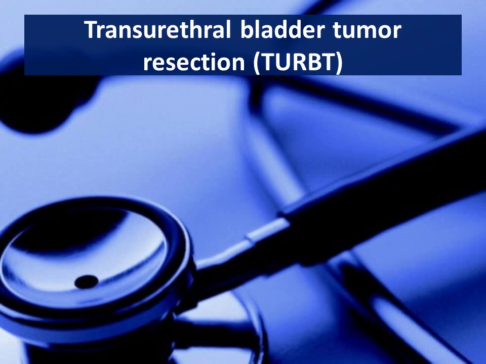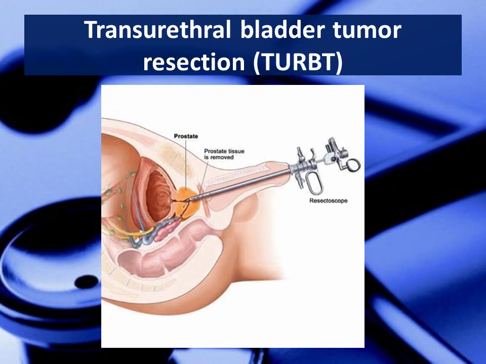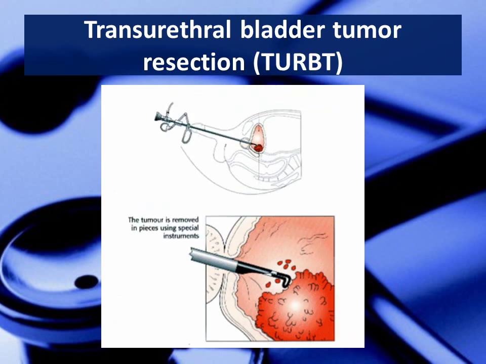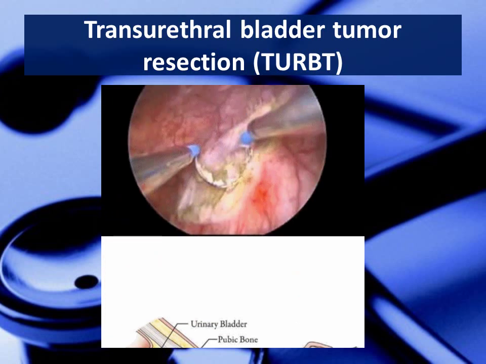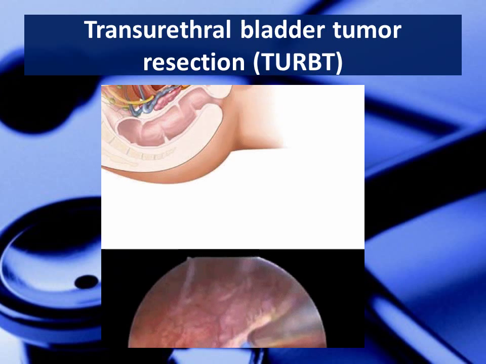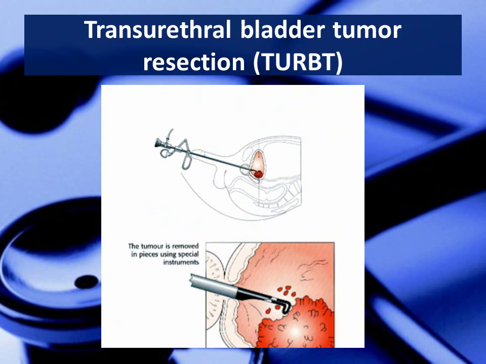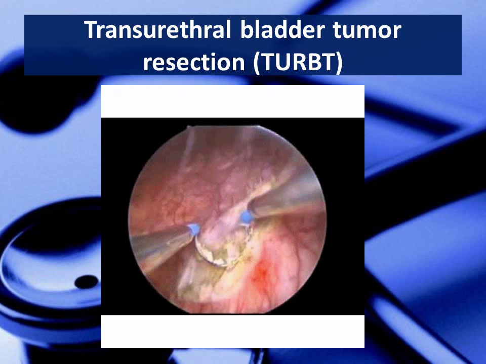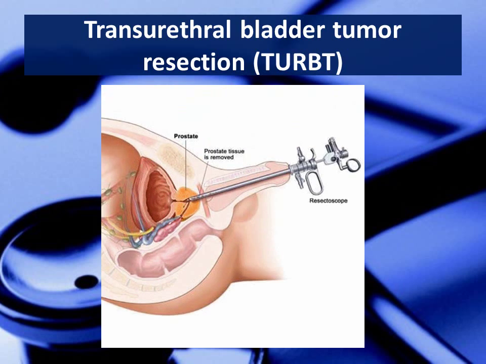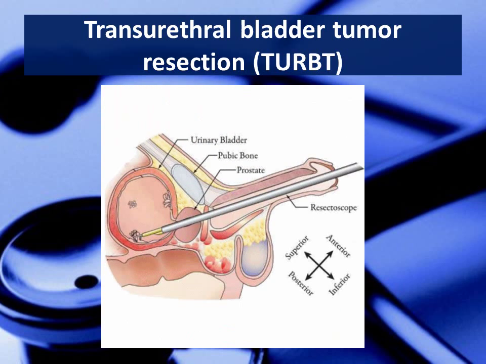Transurethral bladder tumor resection or TURBT. This procedure is used for diagnosis and staging, as well as treatment. During TURBT, a surgeon inserts a cystoscope through the urethra into the bladder. The surgeon then removes the tumor using a tool with a small wire loop, a laser, or fulguration. The patient is given medication to block the awareness of pain, known as an anesthetic, before the procedure begins.